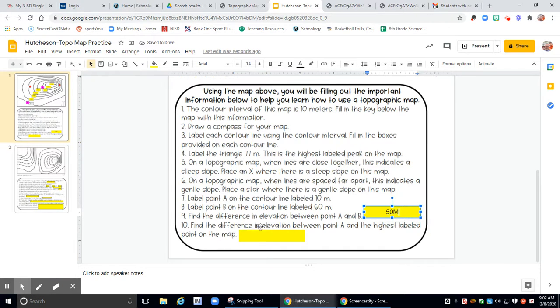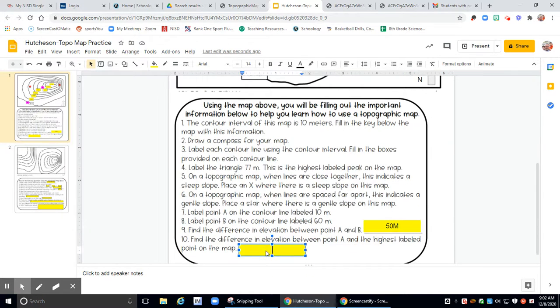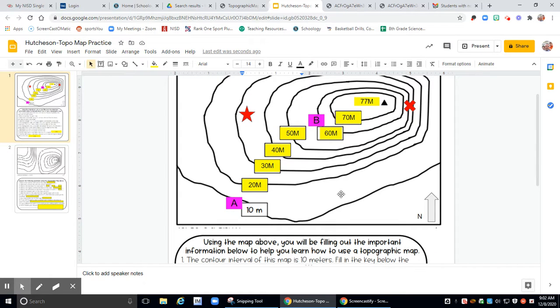And then number 10 says find the difference in elevation between point A and the highest label point on the map. All right, well, the highest label point on the map is 77. So again, if I started here at A at 10 meters and walked up to this point here, my total difference in elevation would be 77 minus 10. So that would give me an answer of 67 meters. Okay. All right.